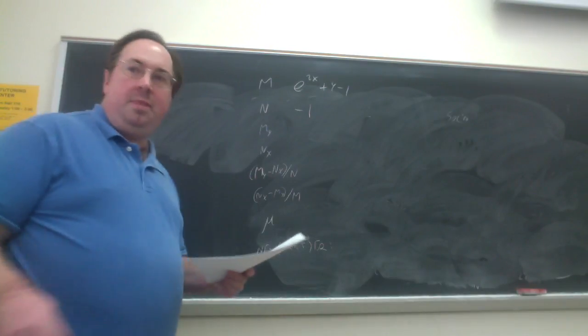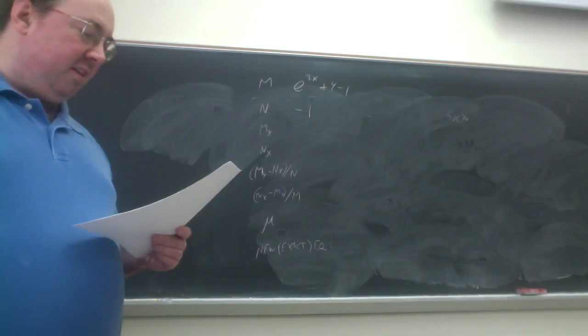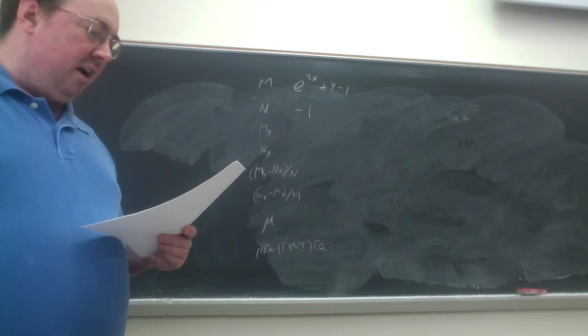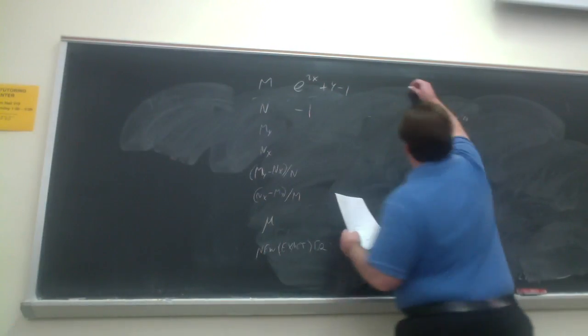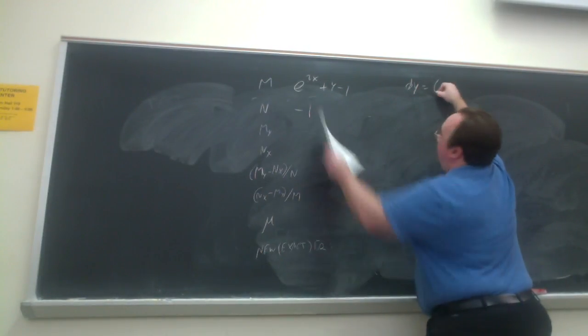Why would n be a negative 1? Because what happens is, after multiplying through by dx, what you have is dy is all of that.